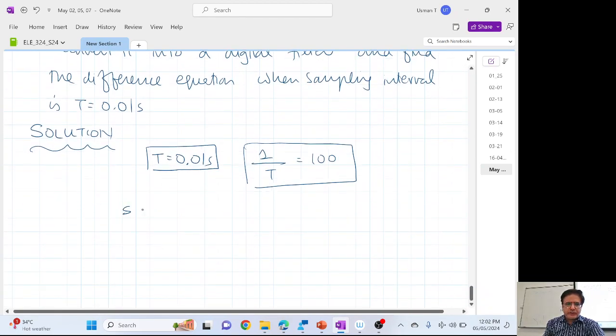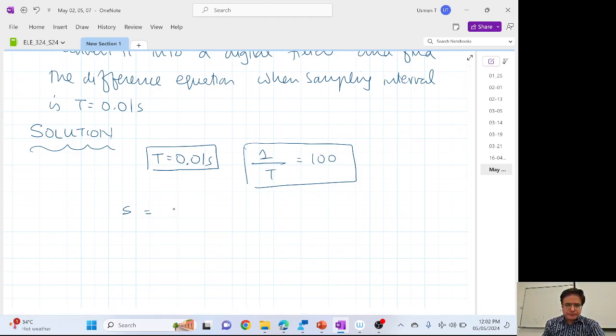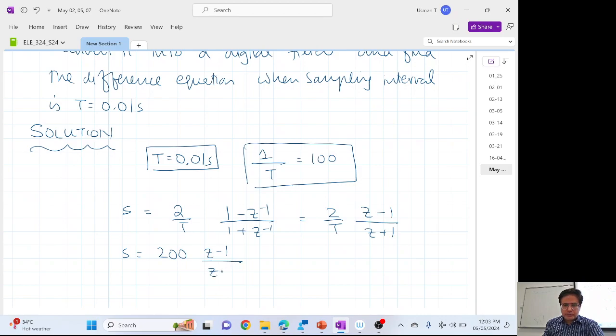So the transformation will become s equals 2 over t times (1 minus z to the power minus 1) over (1 plus z to the power minus 1), which by the way you can also write as 2 over t times (z minus 1) over (z plus 1). So here, since 1 over t is 100, it's going to be 200 times (z minus 1) over (z plus 1). I'll just replace s with this thing.